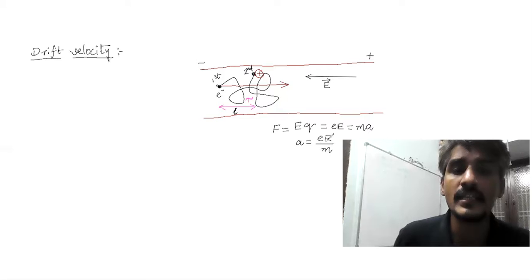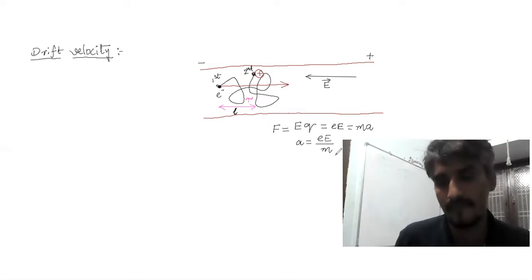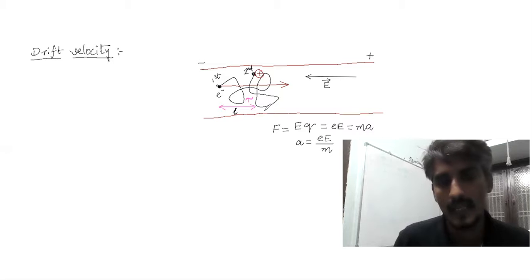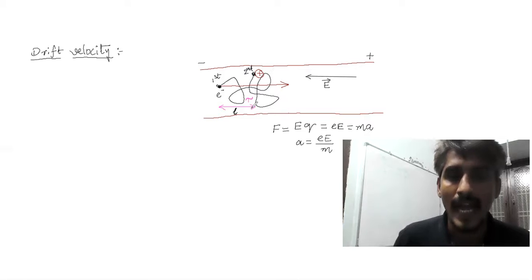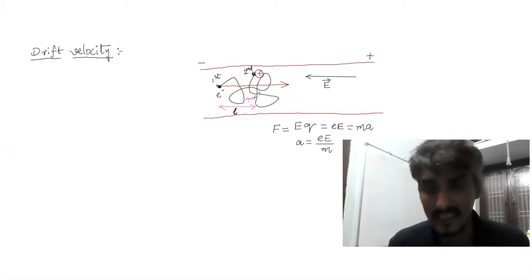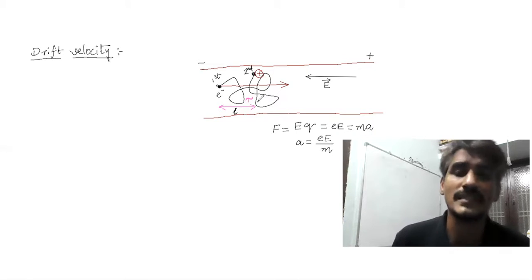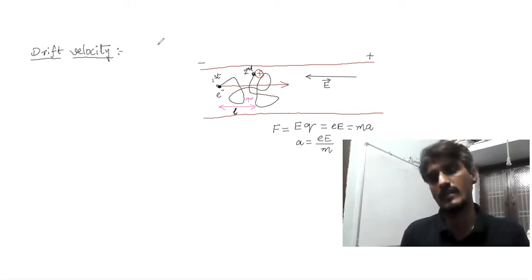It might have covered a certain displacement L, with how much acceleration? With e into E by m. With this much acceleration, it moves. Meanwhile, it covers L distance, which we call the mean free path. And meanwhile, the time taken between two successive collisions, what do we call it? Relaxation time.